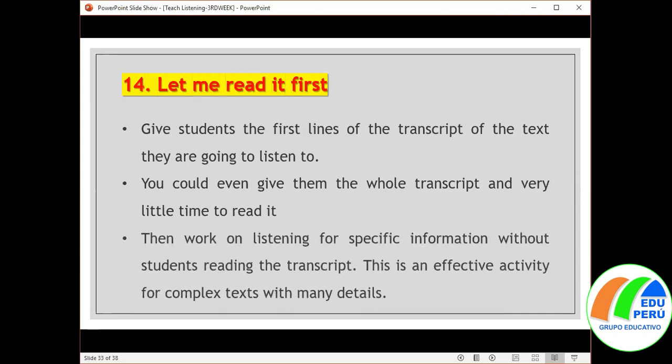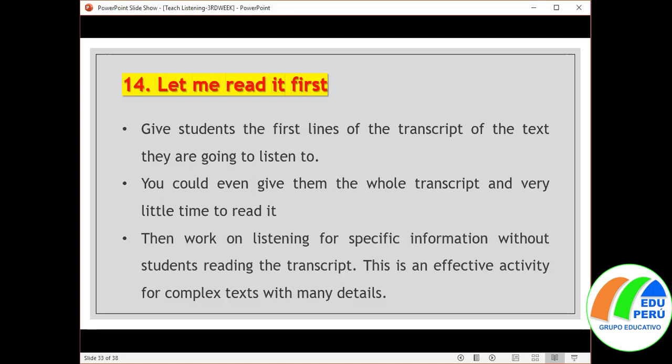Then work on listening for specific information without students reading the transcript. This is an effective activity for complex text with many details. If you have a complex listening test, it could be quite long, or it could have some complicated vocabulary or some complicated grammar structures. So you could give your students the transcript. You give them a few minutes, 2-3 minutes to read it and no more, and you take it out. So they could have a better idea of what they are going to listen to.